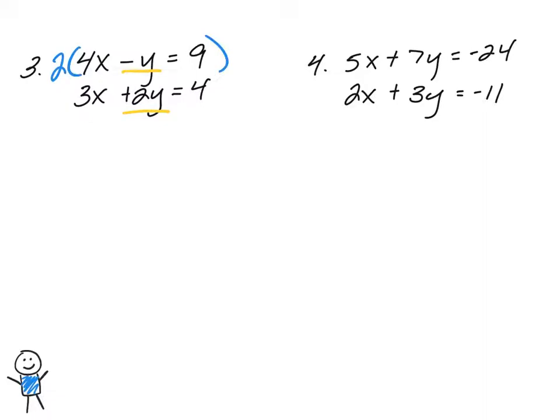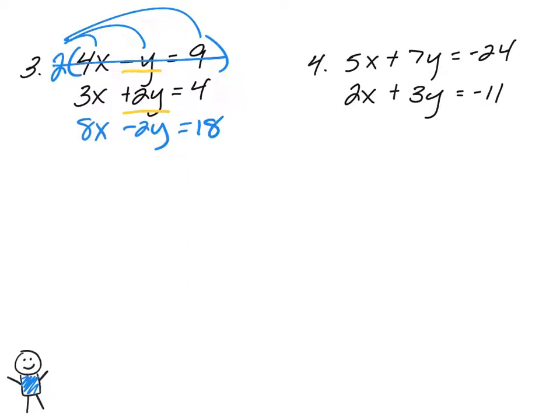2 times 4x gives me 8x. 2 times negative y is negative 2y. Do you see now why I chose to multiply by 2? So that the y's will cancel. And then, continuing, 2 times the 9 gives you a value of 18.